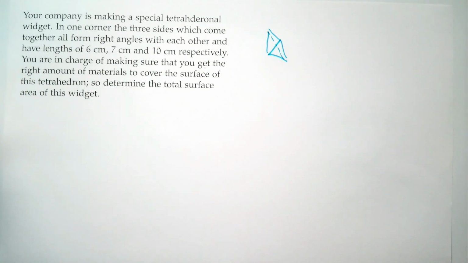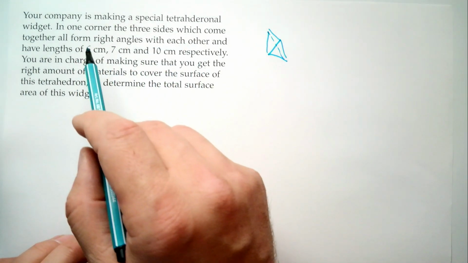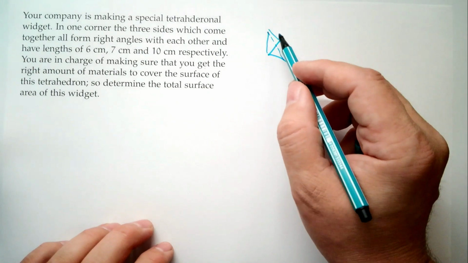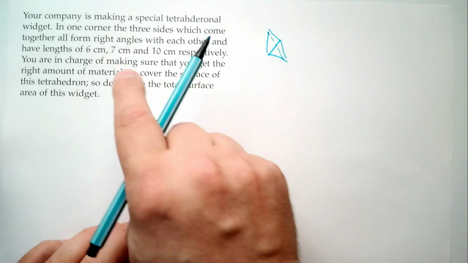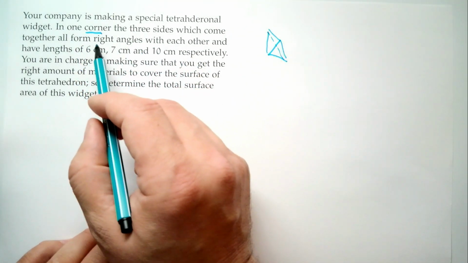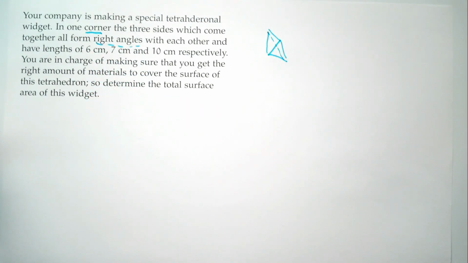Now in this tetrahedron, in one corner, the three sides which come together all form right angles with each other and have lengths of 6 centimeters, 7 centimeters, and 10 centimeters respectively. So this is probably not quite the right picture, because in that corner everything has right angles. Those are our favorite kinds of angles. We like right angles.